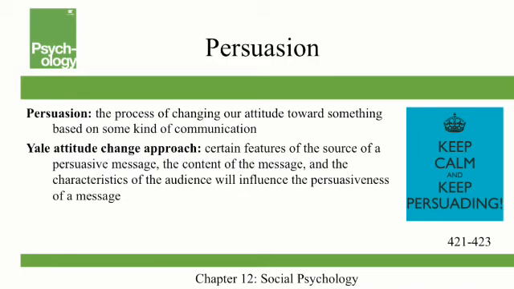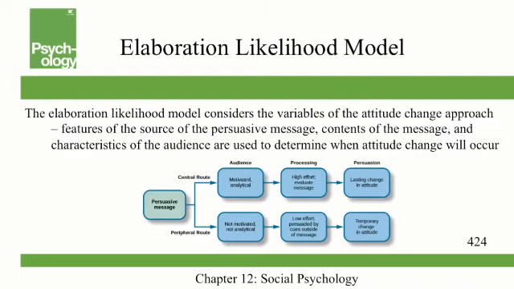The characteristics of the audience also influence the persuasiveness of the message. Features of the audience that seem to matter are their intelligence, their self-esteem, and their age. Research shows that people with moderate self-esteem are most persuadable, and people between the ages of 18 and 25 are most persuadable, which is probably most of the people listening to this. Let me persuade you of something.